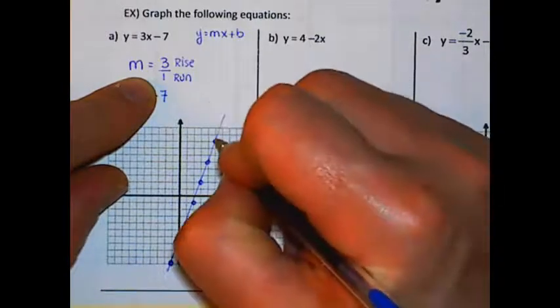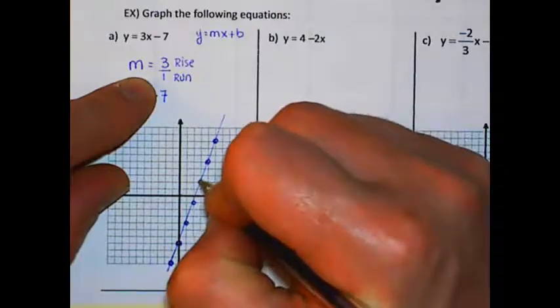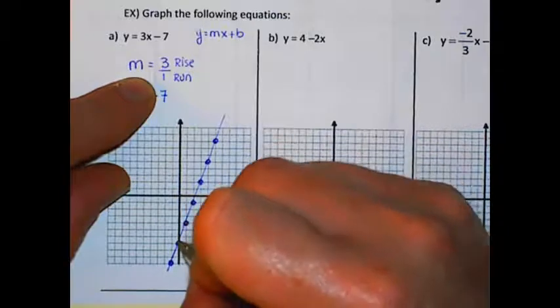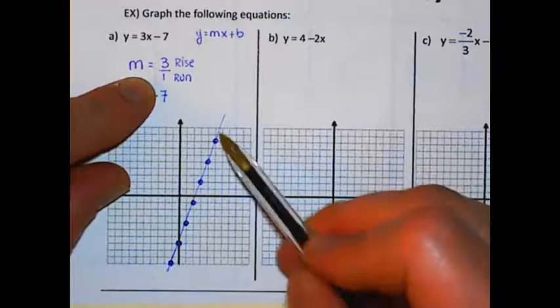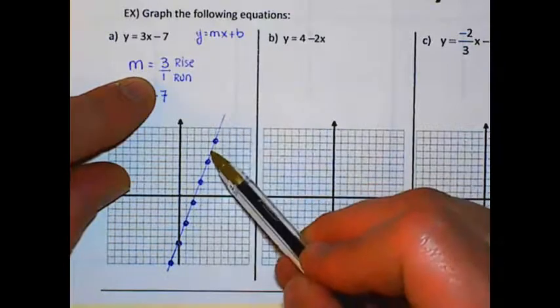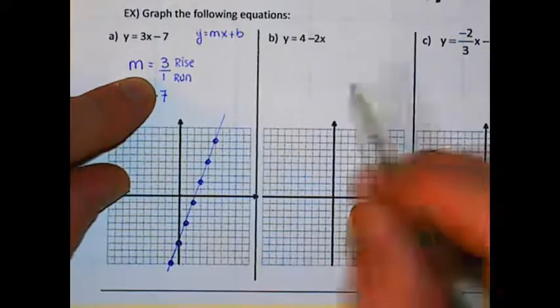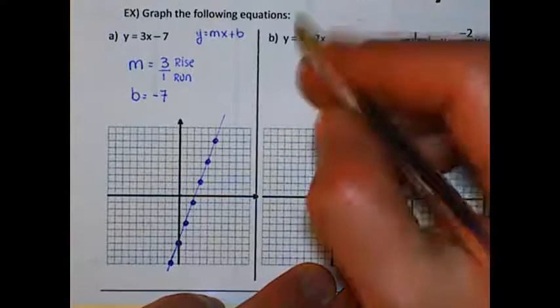For my assignments, make sure you're making the points like I'm doing here, and then you're connecting the dots with a line like this. On your papers, I should be able to see the line and each point that you use to create that line. Alright, let's go to example letter B.